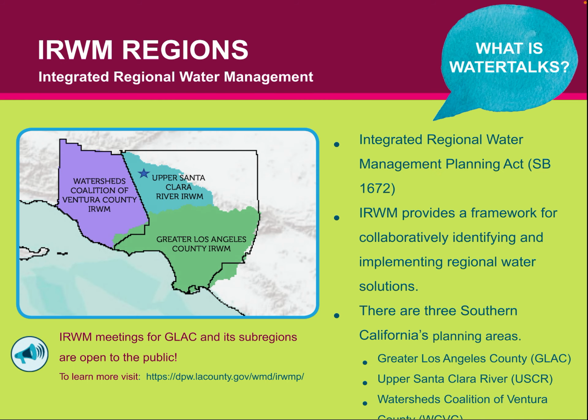So within our Los Angeles County region are different IRWM regions. IRWM stands for Integrated Regional Water Management Regions. This is part of the Integrated Regional Water Management Planning Act. The IRWM provides a framework for collaboratively identifying and implementing regional water solutions. The three Southern California planning areas are the Greater Los Angeles County, the Upper Santa Clara River, which is where we are located and what we are concerned with, as well as the Watersheds Coalition of Ventura County. The IRWM meetings for the Greater Los Angeles County area, as well as its subregions, are open to the public. Again, the link is at the bottom left if you are interested in that.